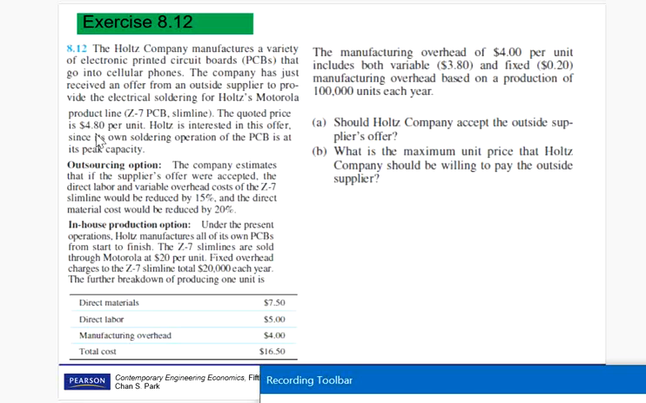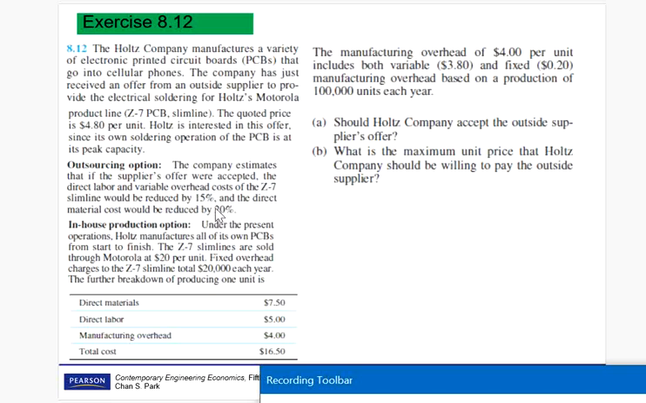It depends on how much cost you have internally. If your cost is more than this number, of course you should take their offer. But if your internal cost is less than this, you should reject this offer. This is how we are going to make a decision. Now see what is given. Outsourcing option: the company estimates that if the supplier's offer was accepted, direct labor and variable overhead cost would be reduced, and direct material cost would be reduced by 20%. So if we accept their offer, our cost will decrease.